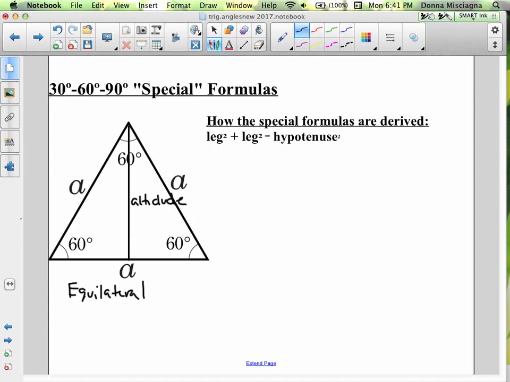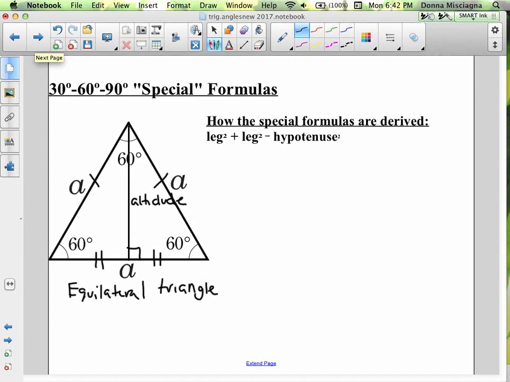In an isosceles triangle, and an equilateral triangle is a type of isosceles triangle, it's just an isosceles triangle with 3 congruent sides. The definition of isosceles triangle is to have at least 2 congruent sides. All right, so these two are of course congruent. And in an isosceles triangle, the altitude is going to split the base into two congruent segments.